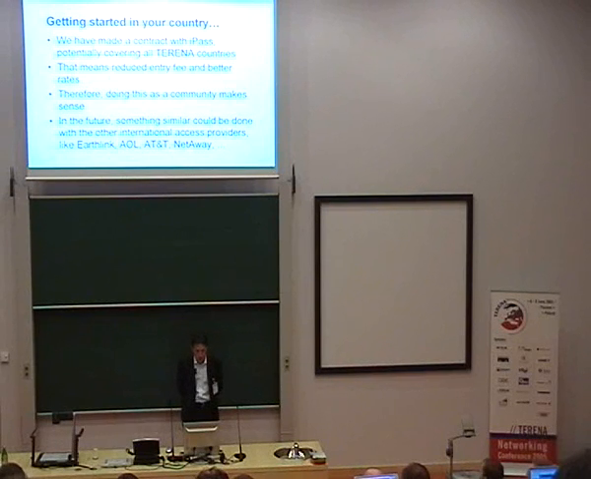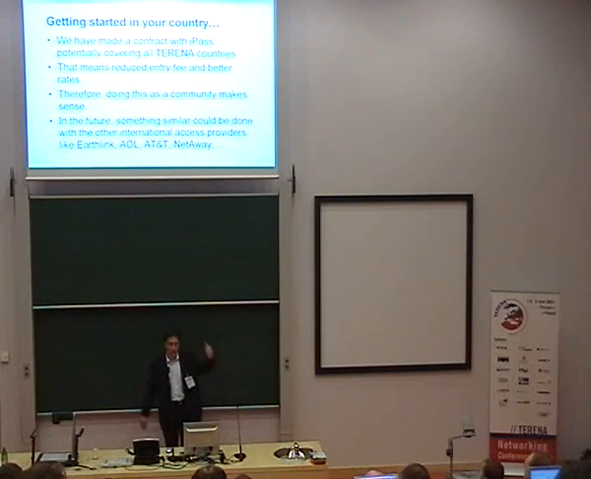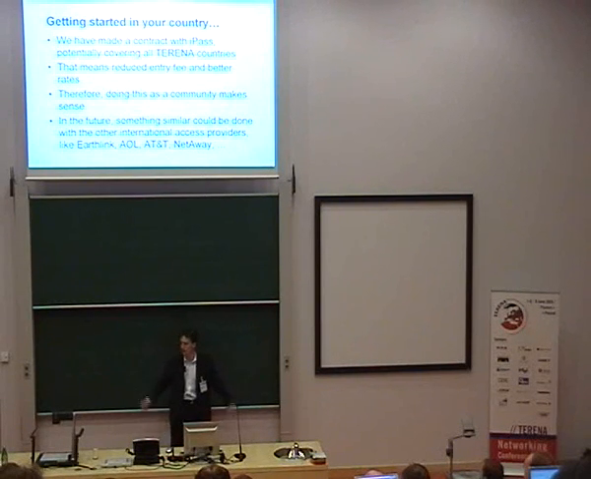Okay. We made a contract with iPass, potentially covering all the terrain countries. Doesn't mean that you could do your own contract. Of course it doesn't. But it means reduced entry fee and better rates, as I said. And I think doing this as a community makes sense. And once we make this working, we can go to the other providers of commercially available access points like Earthlink, America Online, AT&T, NetAway, and whatever they're called out there.